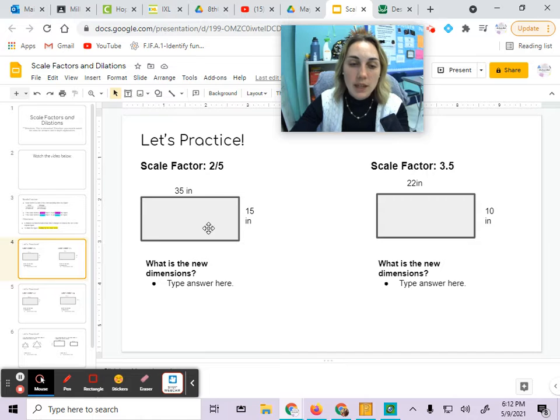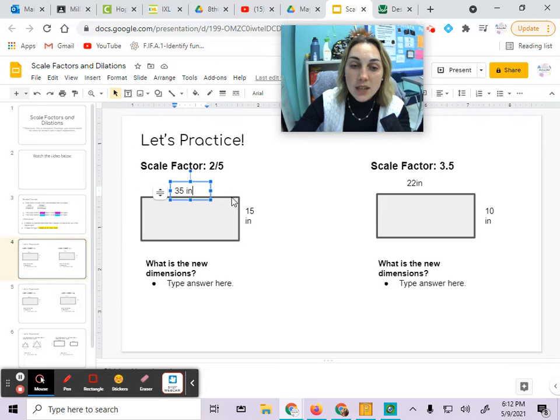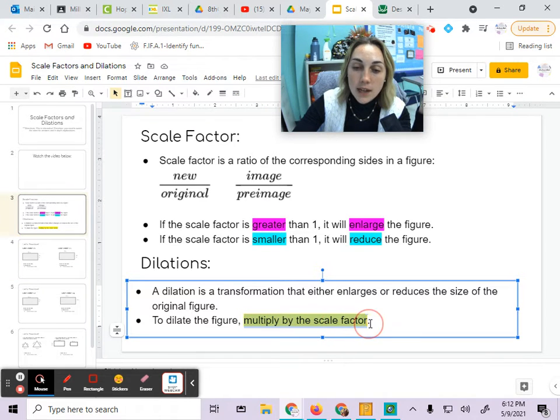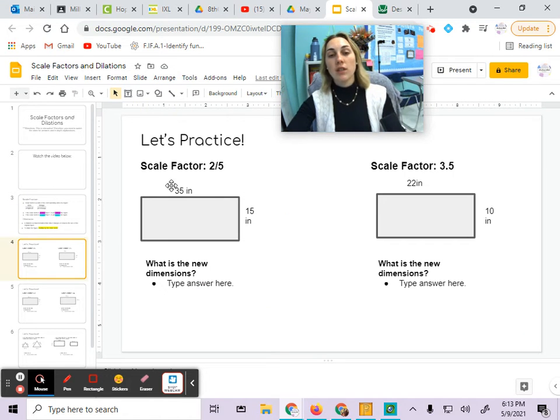All right, so we're going to practice real quick. We're going to find the new dimensions of this shape right here. It gives us the scale factor, and it gives us the side lengths of the shape. To find the new dimensions, all we have to do is multiply each dimension by the scale factor, and this is how you can do it. Let's look at our first dimension.